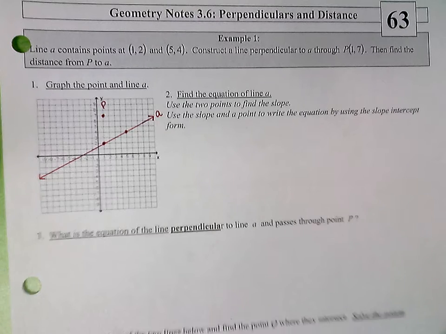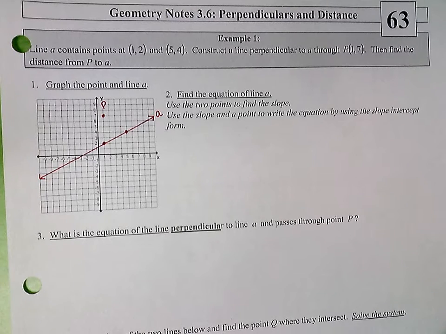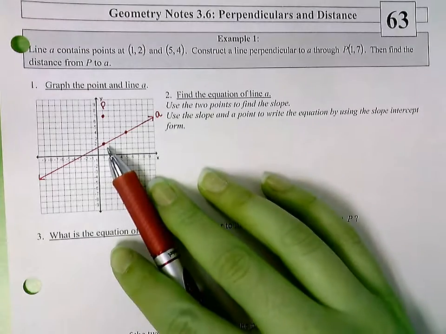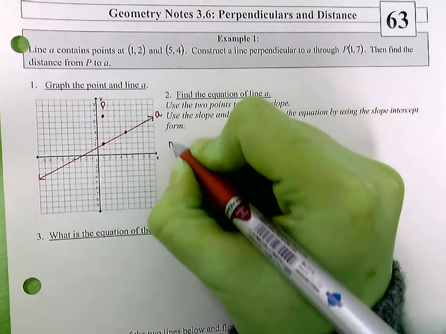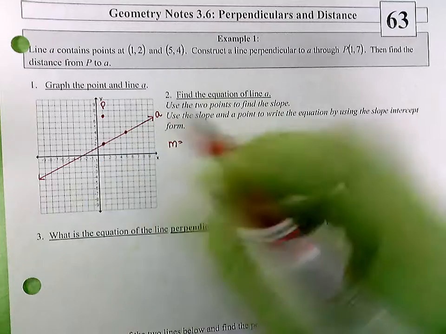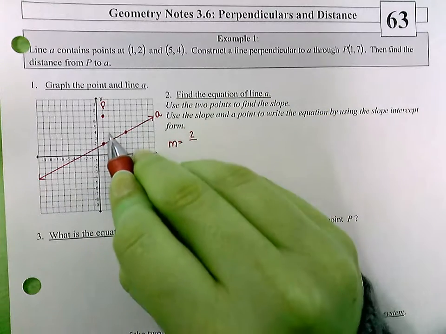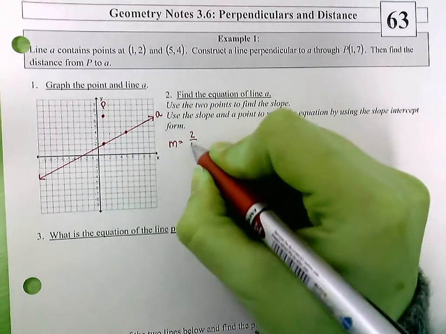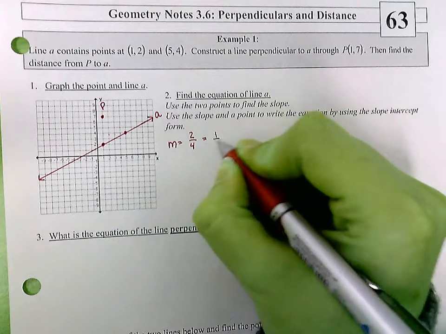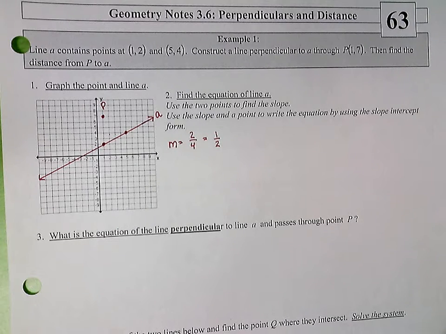So now what I want to do is find the equation of line A. So I need the slope and the y-intercept of line A. So our slope, since I already graphed it, I can just count. Okay, slope is rise over run. So I go up 2 and right 1, 2, 3, 4. And I can reduce that to 1/2. Okay, so my slope for line A is 1/2.